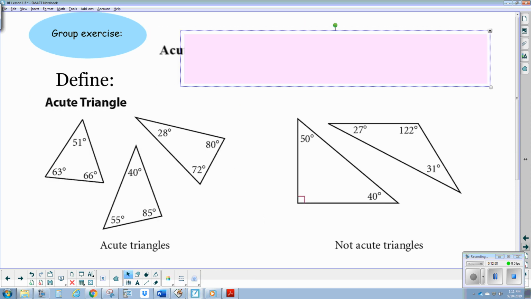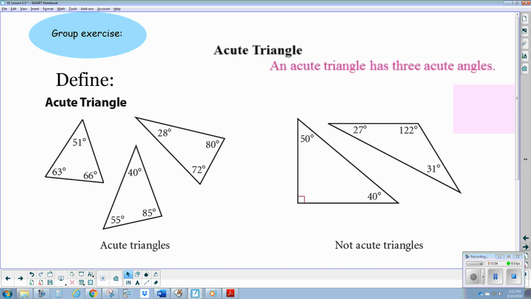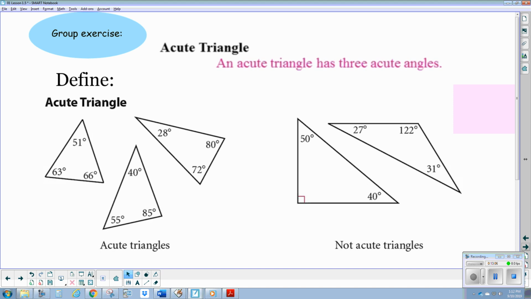An acute triangle is a triangle where all 3 angles are less than 90 degrees. Remember, acute means less than 90 degrees. And all 3 of them have to be acute. Here we have 2 acute angles, but this is not acute. Therefore, that is not an acute triangle.